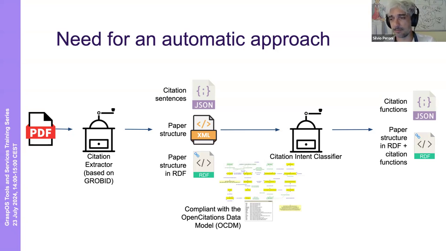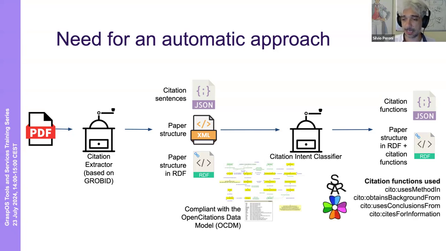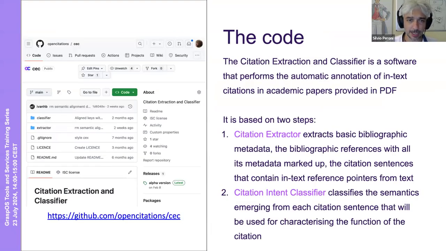Plus the paper structure in RDF enriched by these citation functions that have been highlighted, and as I anticipated, the citation functions that we used are the four that I've mentioned before. This pipeline has been implemented in a specific code, available in a code base on GitHub, which has been released using an open source license, the ISC license, that you can download.